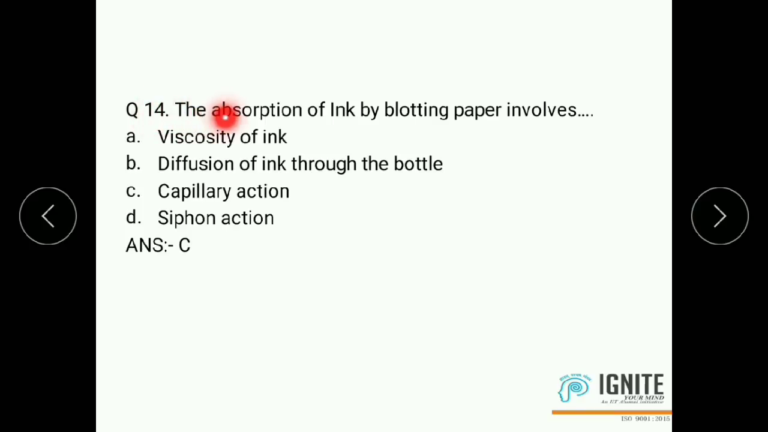Next, 14th question. The absorption of ink by blotting paper involves. The blotting paper absorbs ink by the process of capillary action. Capillary action, option C. Capillary action is based on the property of surface tension of liquid.